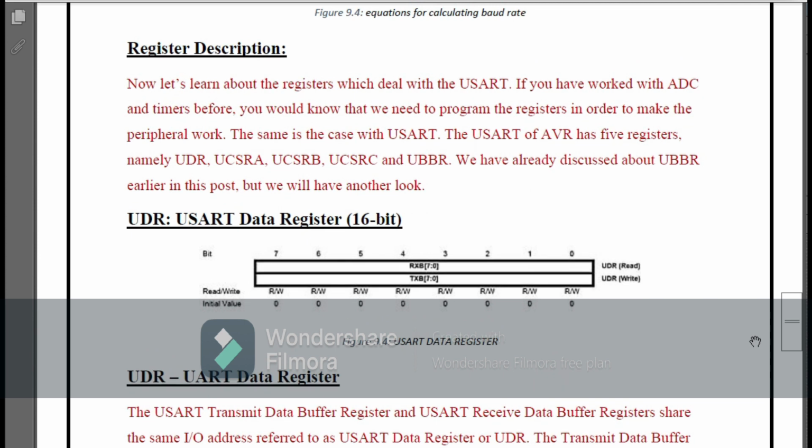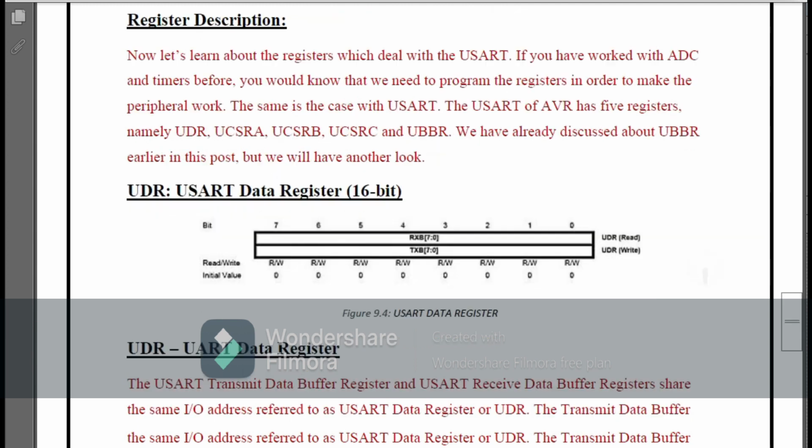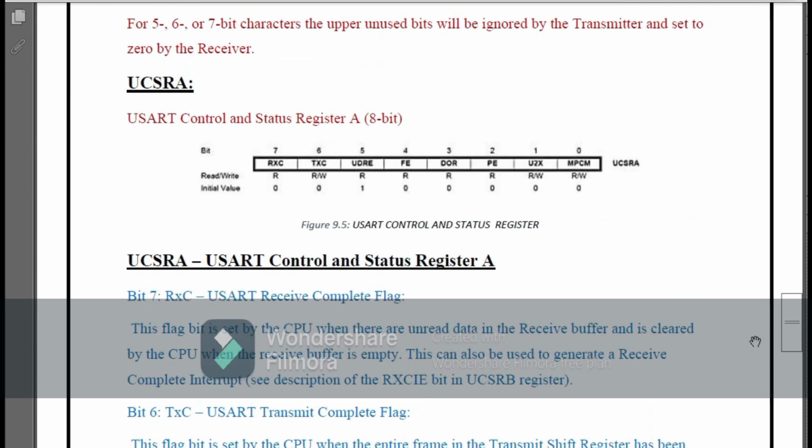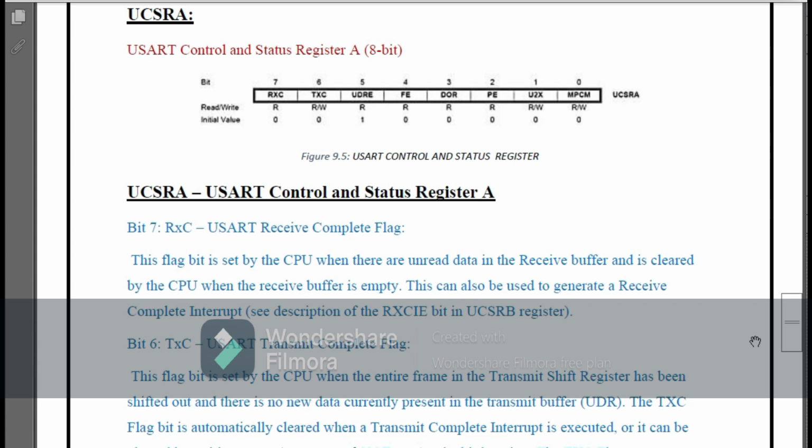Then here you can see the digital description of the serial communication. Here you can see the UDR, USART data register, UDR read and write, and UCSRA means control and status registers of serial and parallel communication. UCSRA control and status register.